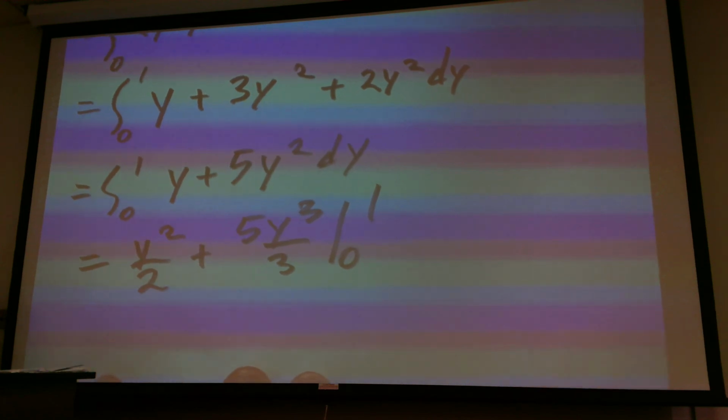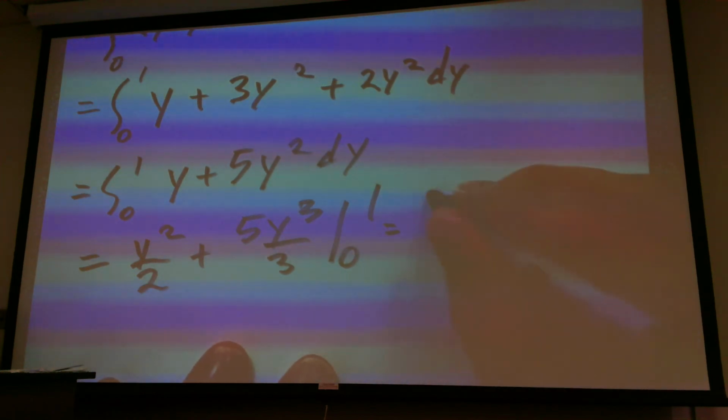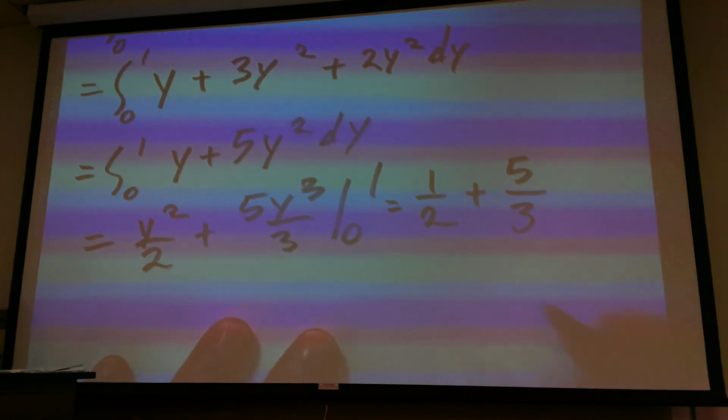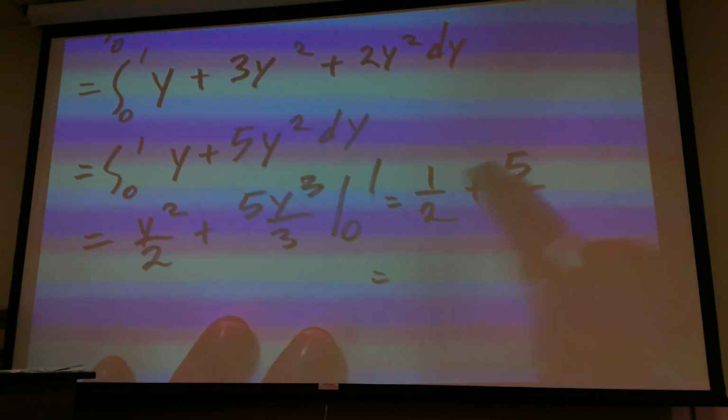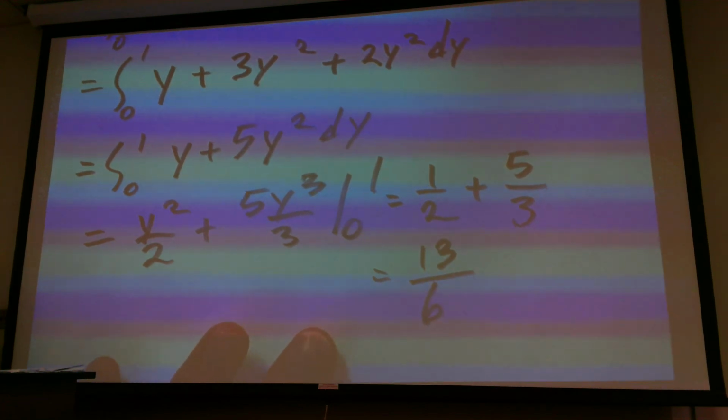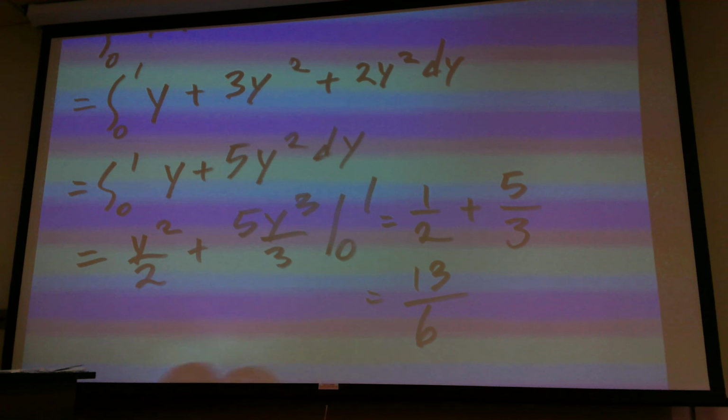And so if I just plug in 1 squared is 1, 1 cubed is 1. Okay? So now it becomes 1 divided by 2, now plus 5 divided by 3. And after a little bit of multiply this guy by 3 over 3, that becomes 3 divided by 6, multiply this by 2 divided by 2, that becomes 10 divided by 6, so 3 divided by 6 plus 10 divided by 6 is 13 divided by 6. And that is the answer to that problem.